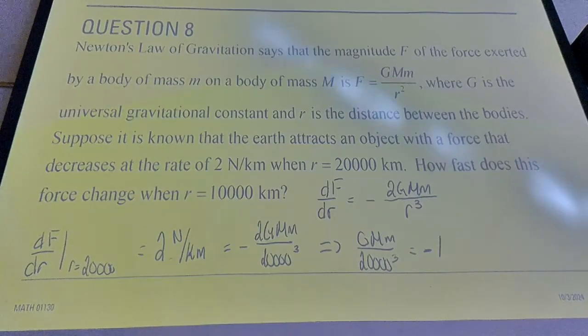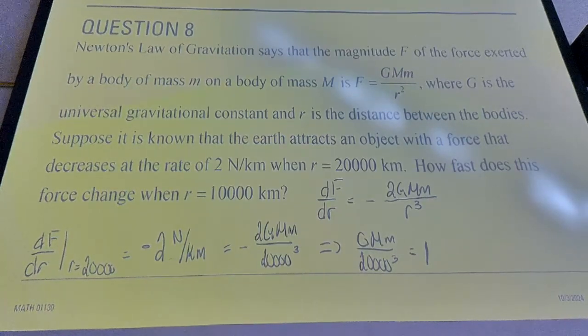Oh, sorry. It decreases at a rate, so that should be -2 Newton per kilometer. Should we make that +1? There's our constant, 20,000 cubic kilometers.